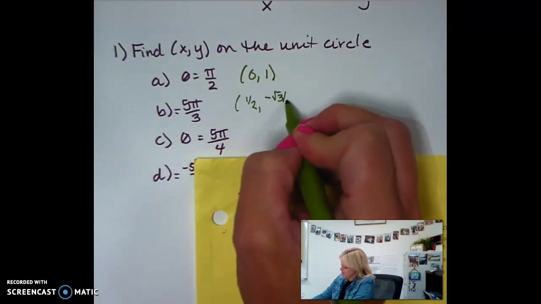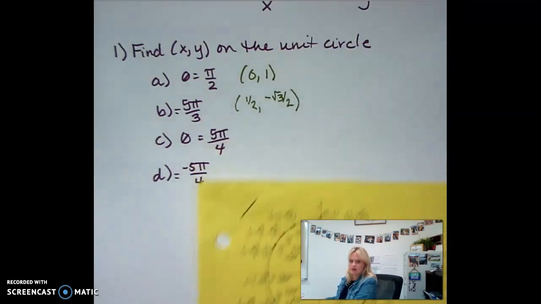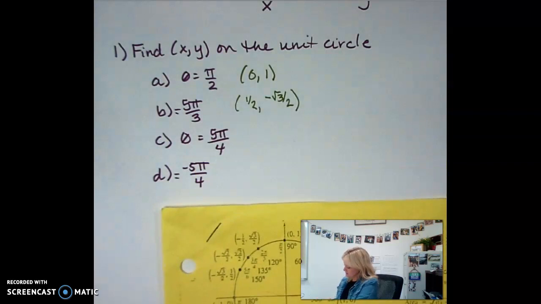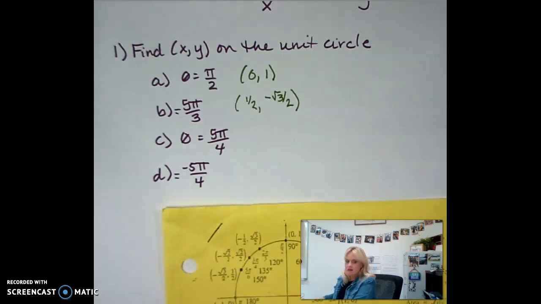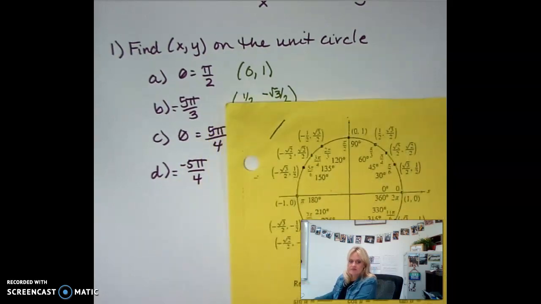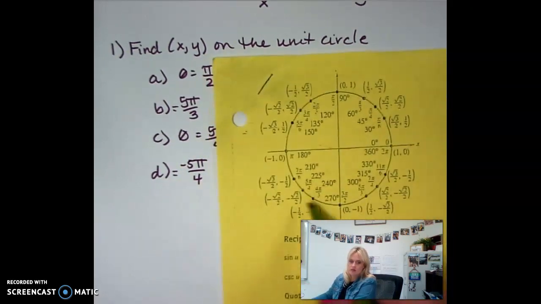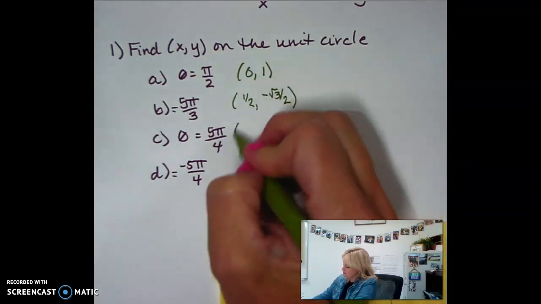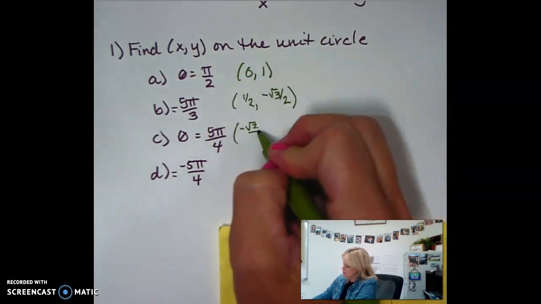Take a second and find 5 pi over 4, and what is the x and y value for 5 pi over 4? Hopefully you found it down here in the third quadrant, and the x value and the y value are both negative square root 2 over 2.